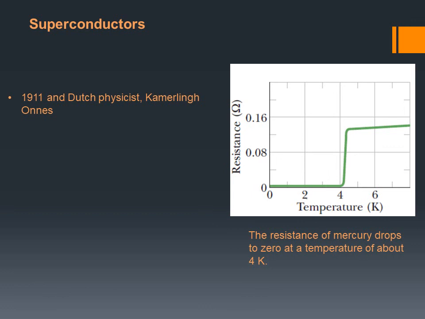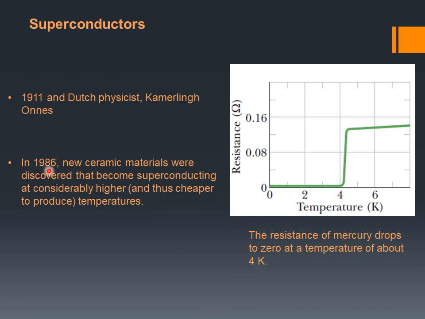So he observed that. But up to 1986, it was thought that you need very low temperatures for some materials like mercury so that they have zero resistance. But in 1986, some new ceramic materials were discovered. They become superconducting at considerably higher, and thus cheaper to produce, temperatures.